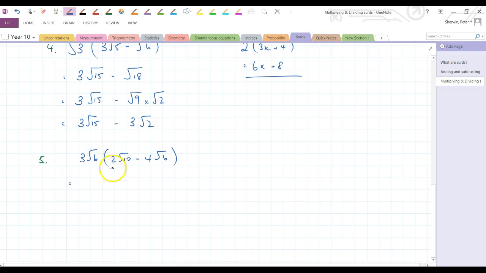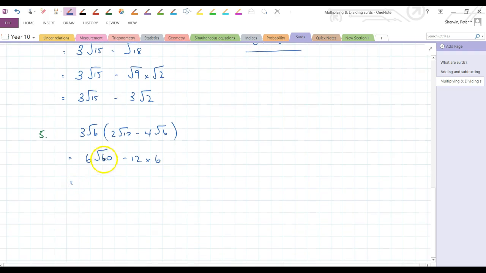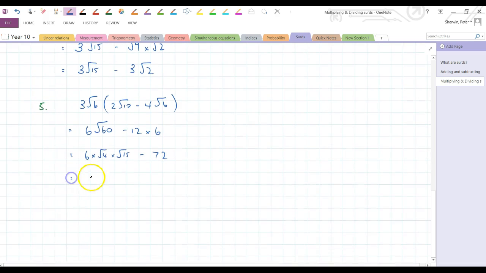Okay, so I'm going to multiply these two together. 3 root 6 by 2 root 10 is 6 root 60. And then it's 3 root 6 times minus 4, so 3 times minus 4 is minus 12. Root 6 times root 6 is just root 36, or 6. So 6 root 60, let's make a better fist of that. That's 4 and 15, probably no better than that. So 6 by root 4 by root 15 minus 72. So that's 12. 6 by root 4 is 6 by 2 is 12. 12 root 15 minus 72 is our simplest solution there.